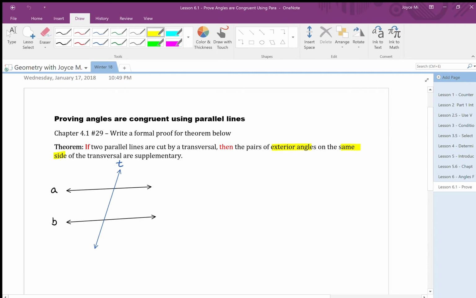So let's label some angles first. I'm going to name them just by numbers. So let's say 1, 2, 3, 4, 5, 6, 7, 8. Okay, now I have the picture and the labels. Now let's write the given.